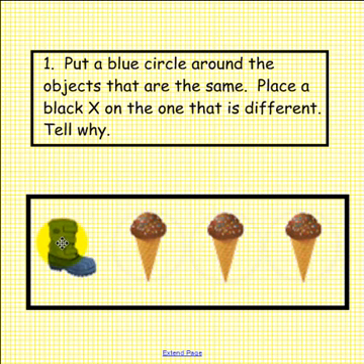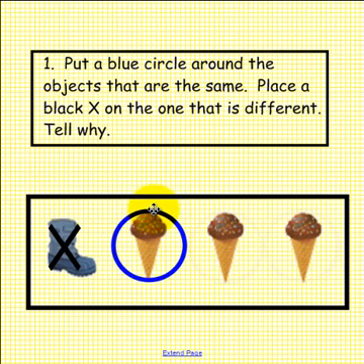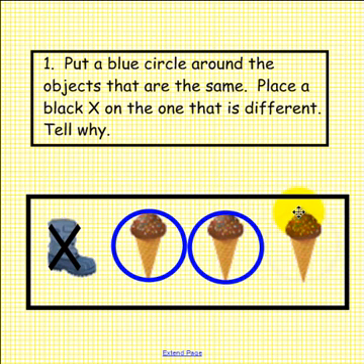Okay, this is a boot. So we place an X on the boot. Here we have an ice cream cone, which is very similar to this ice cream cone, which is very similar to that ice cream cone. A boot and ice cream cones are very different. If your answer matches ours, that is terrific.